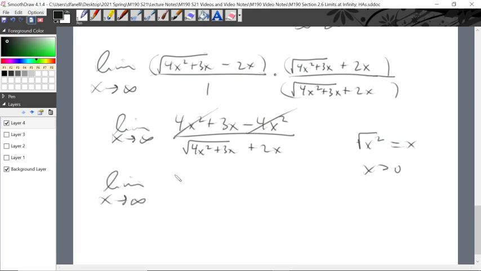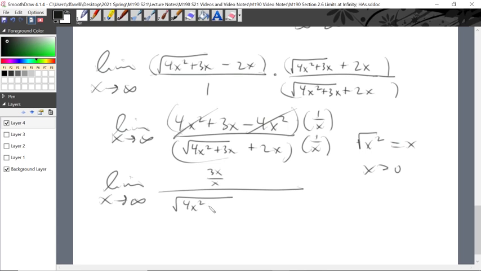So the numerator is 3x. I'm going to multiply by 1 over x on top and 1 over x on the bottom as well. I've canceled out those terms already. So we have 3x over x. Down here, we have the square root of 4x squared plus 3x. That is divided by x, but to get it to combine into the square root, it is the square root of x squared that we're dividing by. And then we have plus 2x over x.